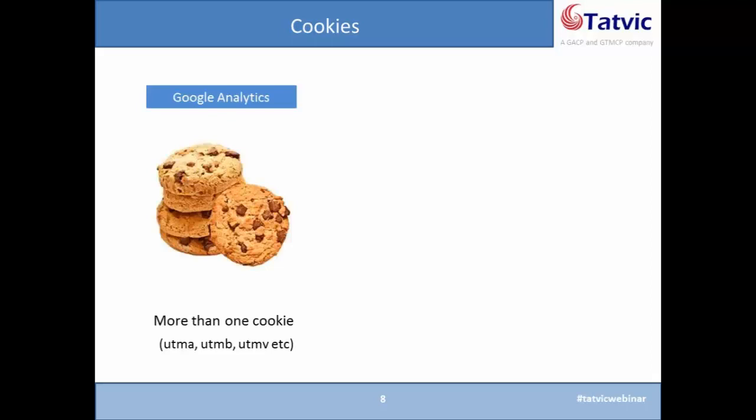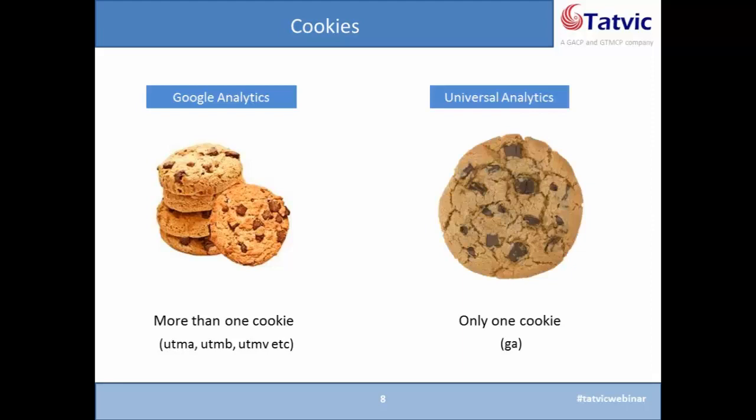So the first difference between Google Analytics and Universal Analytics is the number of cookies. In classic Google Analytics, there are multiple cookies for different purposes. For example, UTM-A is used as a unique visitor cookie, UTM-B is used as a session cookie, and UTM-V is used as a visitor segmentation cookie. While in Universal Analytics, there is only one cookie which is used.